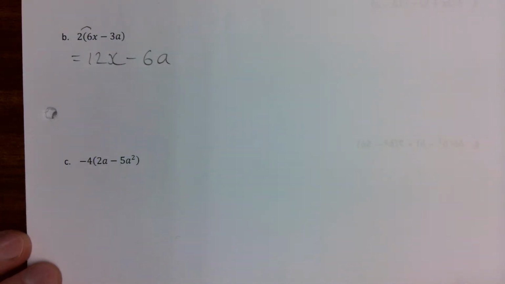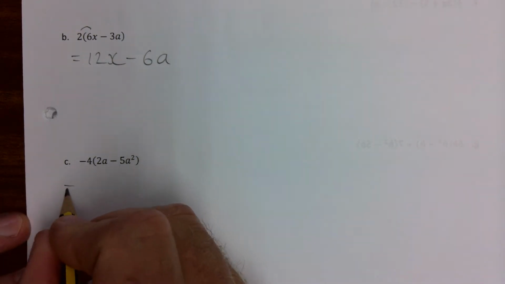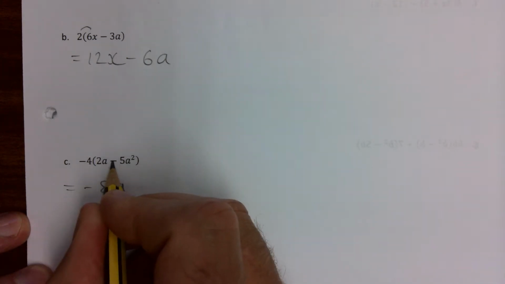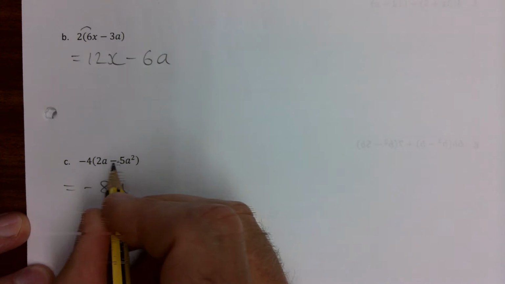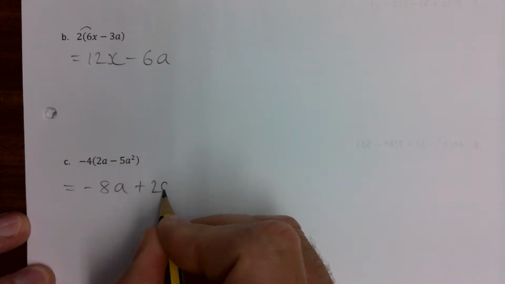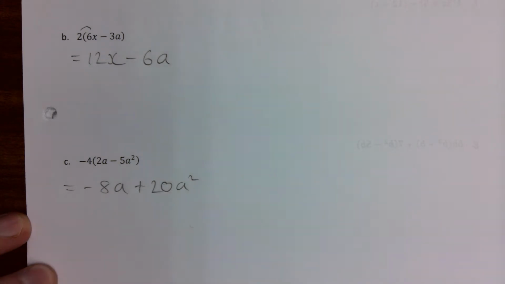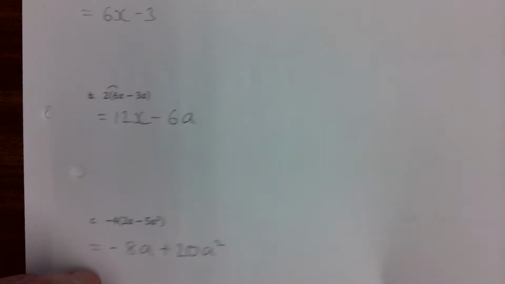minus 6a, and third one, minus 4 times 2a is minus 8a, minus 4 times minus 5a squared, be careful here, the minus and the minus gives us a plus 20a squared. Okay, over the page.